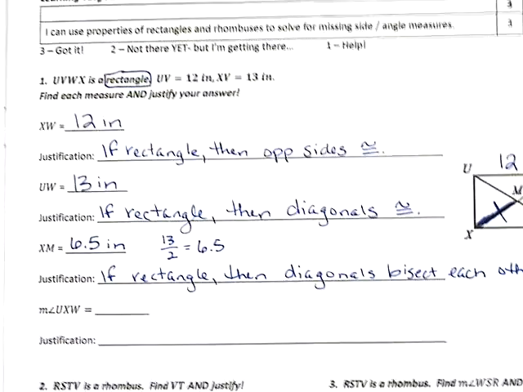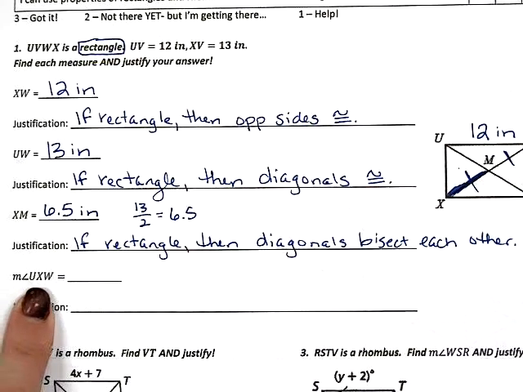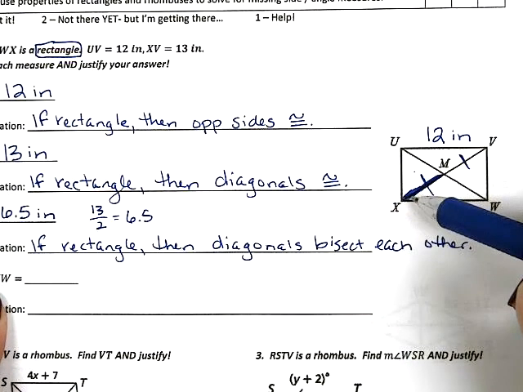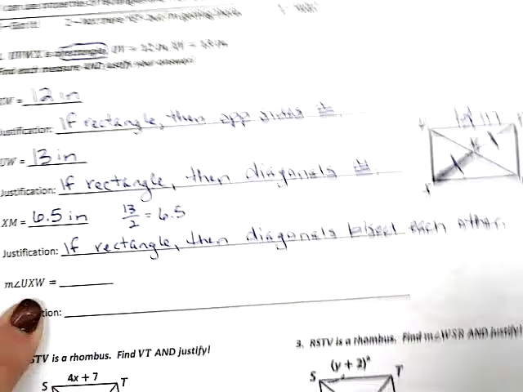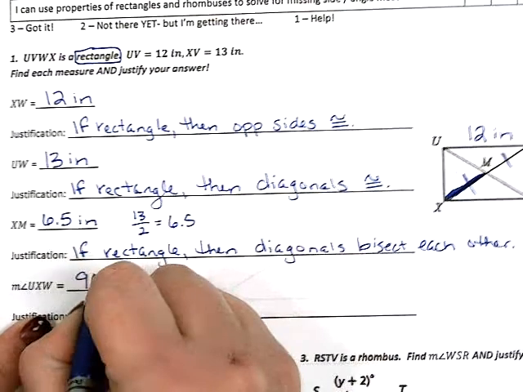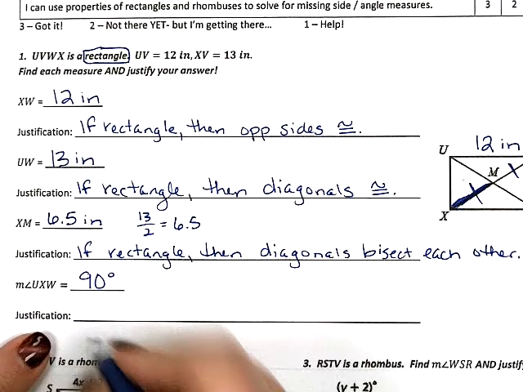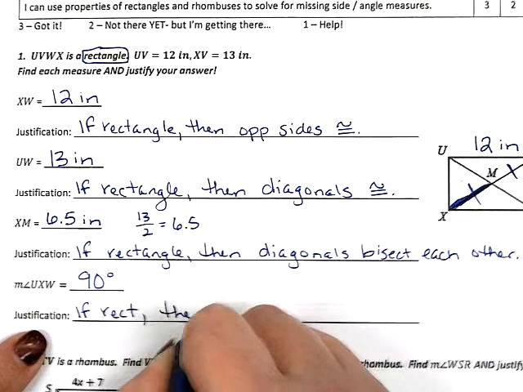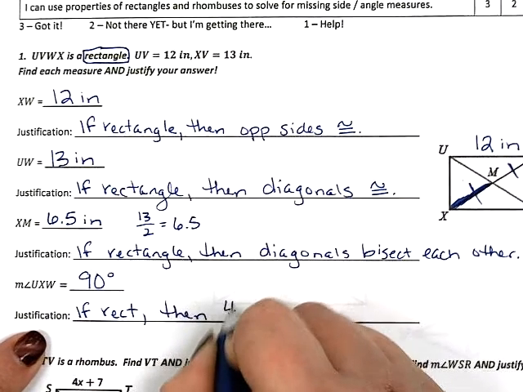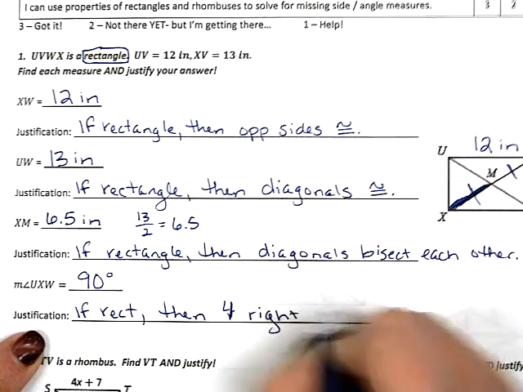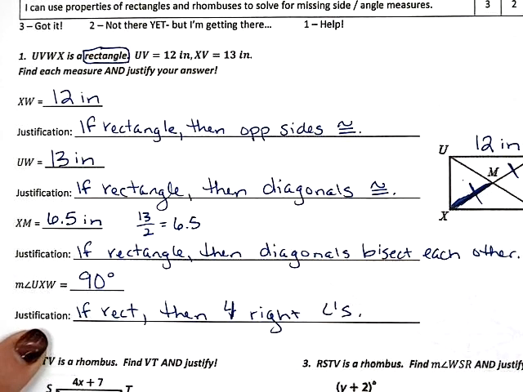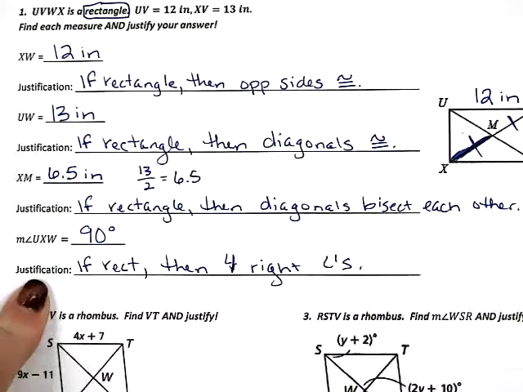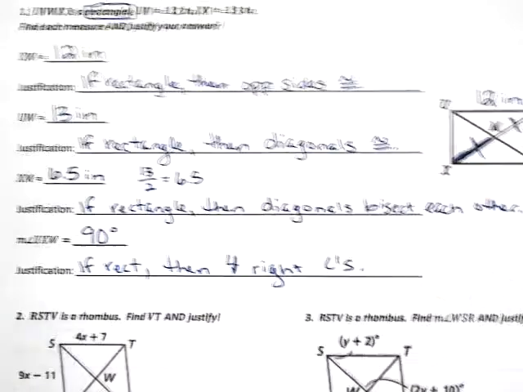Alright, and let's see, measure of angle UXW. So UXW, that's this angle over here. Well, since this is a rectangle, all 4 of those angles are right angles, which means they are 90 degrees. Okay, so our justification for that is: if rectangle, then 4 right angles. Right? That's actually the definition of rectangle that we started with the other day. We said, hey, if we've got this quadrilateral with 4 right angles, then it's a rectangle. So there we go. All right.